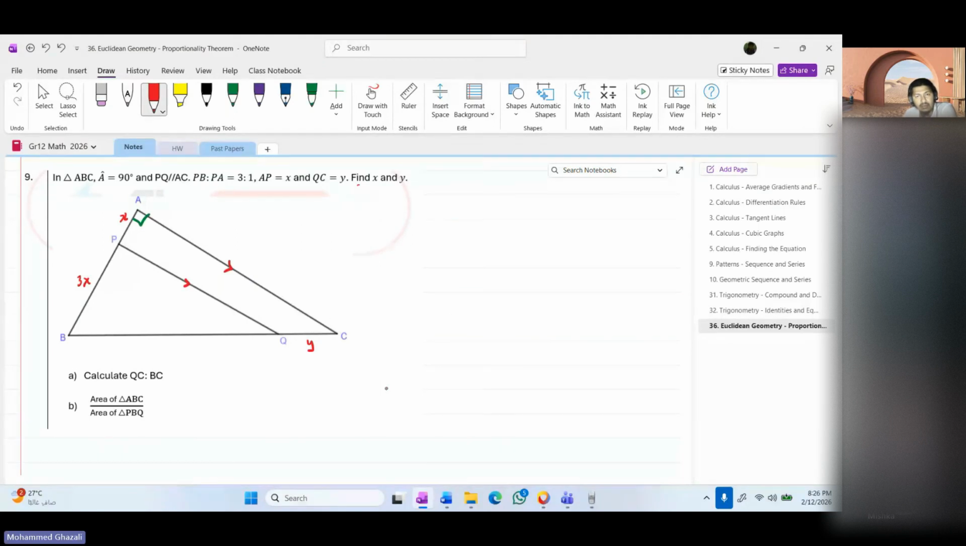Sorry, not find x and y. The questions are at the bottom. Calculate QC to BC. So we're going to say QC to BC is equal to AP to AB.